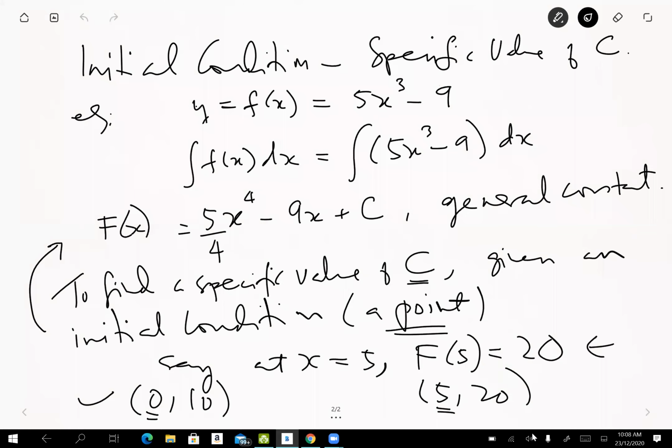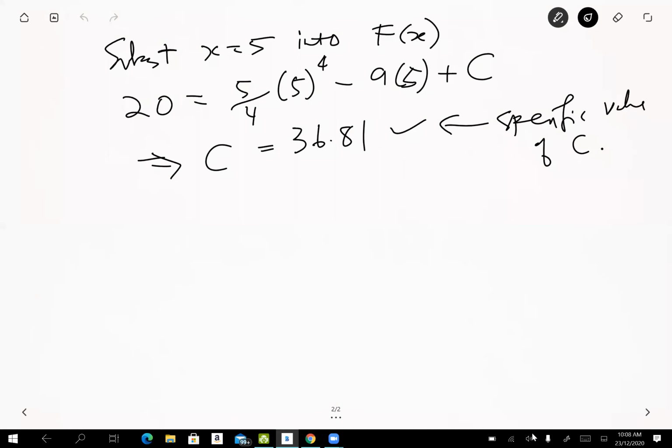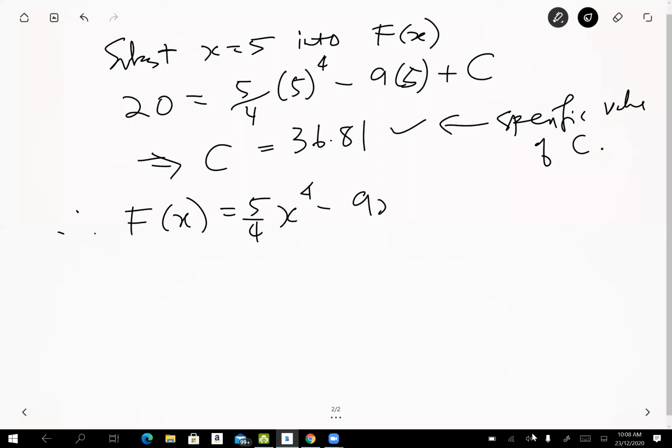And then what we do normally, after you have the specific value of c, is our integral now becomes 5 over 4 x to the power 4 minus 9x plus c, and the value is 36.81. So you now have the specific value of c, and you can find f at any x.